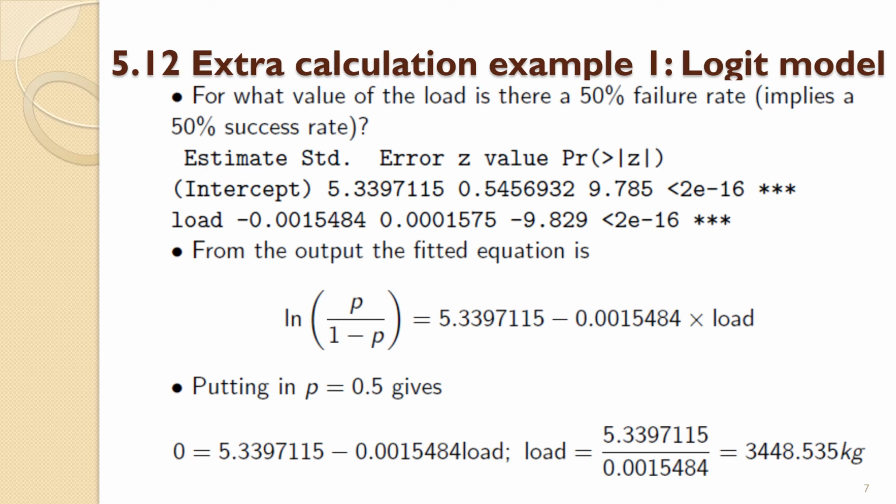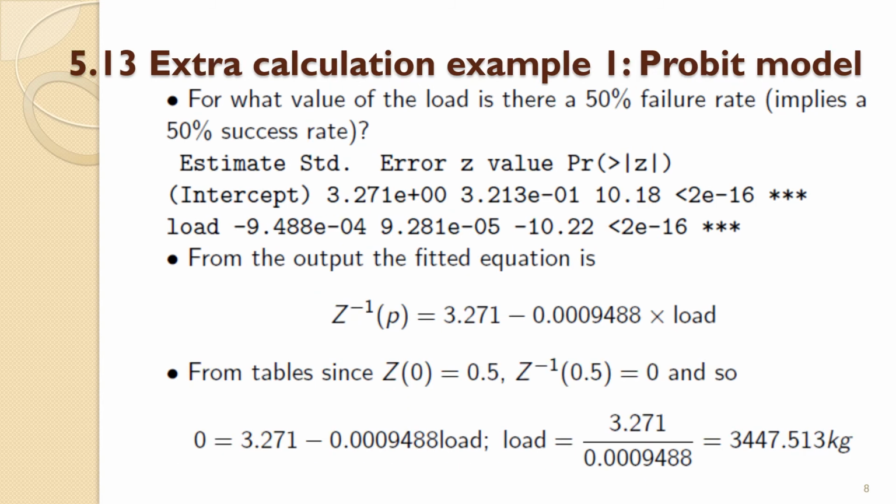And again, I think because this is smack bang in the middle of the sample, you'd expect all three models here to give you roughly similar answers. And again, if you look on the table on slide 5.1, this value of 3448.535 should be roughly halfway up the first column of the load values, indicating that this is approximately halfway up the sample. So same calculation for the probit model, so expect here similar answers to the other two models, and especially similar match to the logit model.